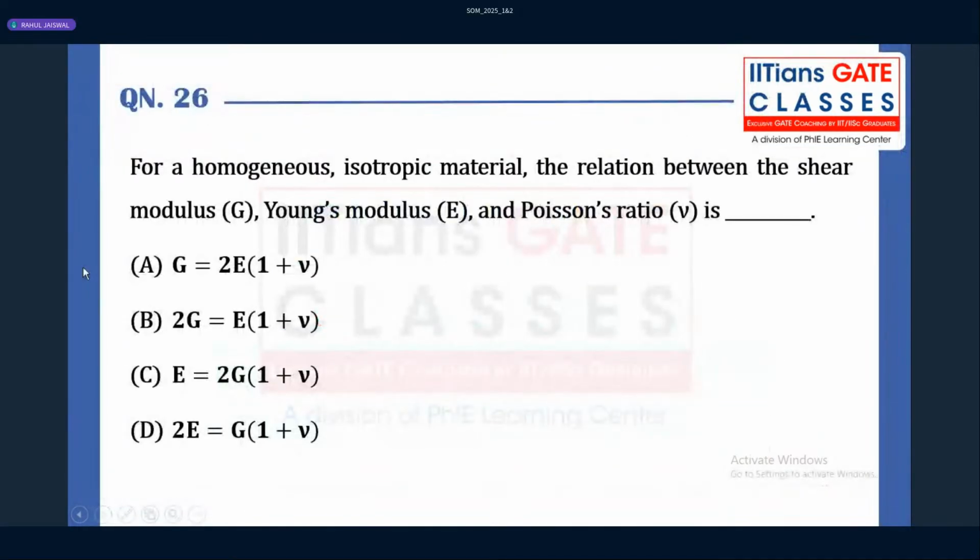It is quite good weightage for aircraft structures in this 2025 session. Now moving on to the first question. Most of the questions we already discussed immediately after the GATE examination was conducted. Once again, we are discussing detailed solutions. This is question number 26 according to your paper: for a homogeneous isotropic material, what is the relation between the shear modulus, Young's modulus, and Poisson ratio?